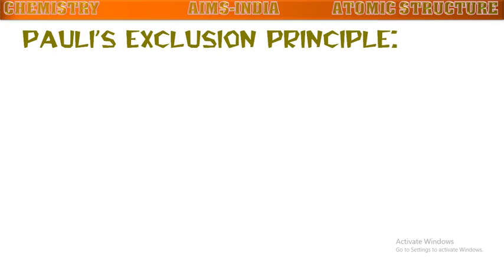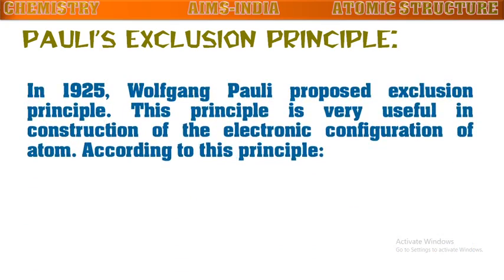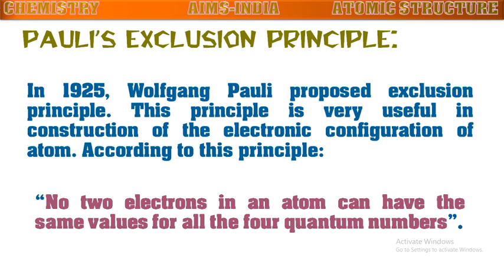Pauli's principle, or Pauli's exclusion principle. In 1925, Wolfgang Pauli proposed this exclusion principle. This principle is very useful in the construction of the electron configuration of atoms. According to this principle, no two electrons in an atom can have the same values for all the 4 quantum numbers.